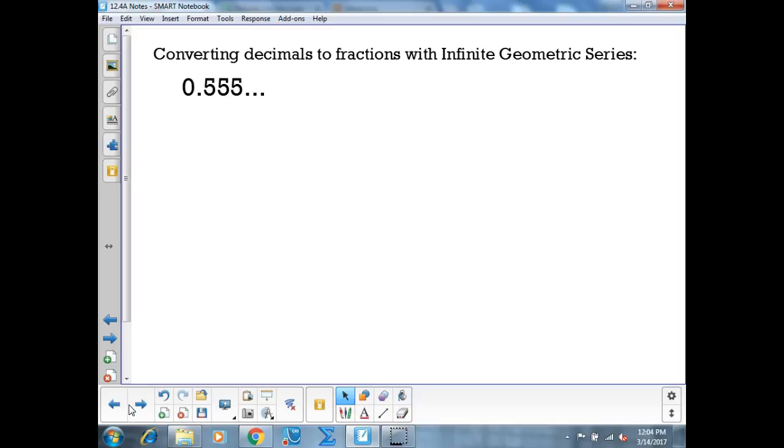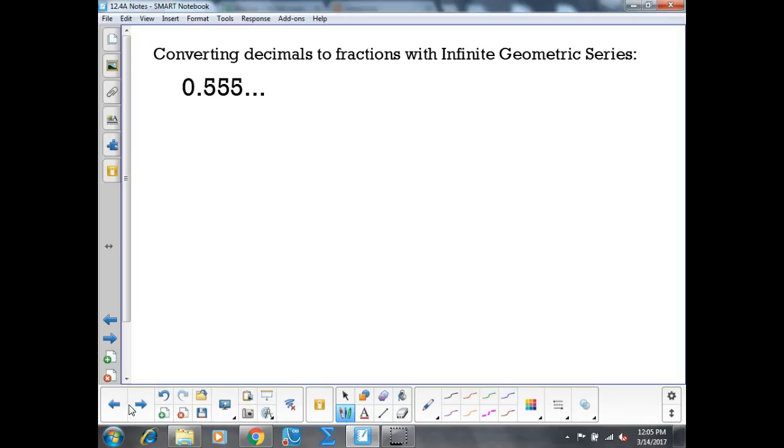A couple of problem types are going to be dealing with number 25 and number 27 from your homework. Okay? So they are converting repeated decimals into fraction form. And you go about doing that by setting up an infinite geometric sequence. So the decimal 0.5555555 goes on forever and ever and ever.